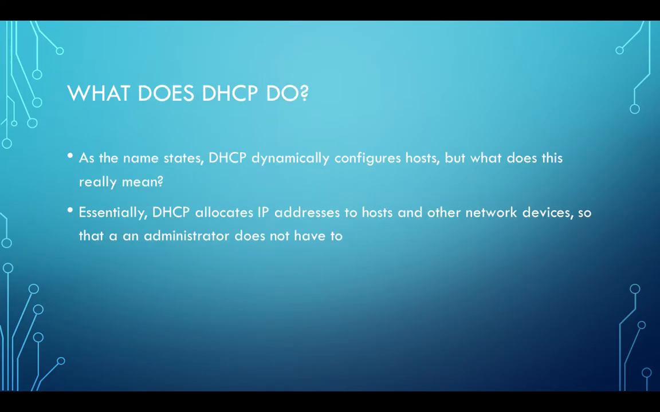So, what does DHCP do? Well, what DHCP does is it dynamically configures hosts, as the name states. But what does this really mean? Essentially, DHCP allocates IP addresses from a predetermined pool in a subnet and assigns them to network devices so that an administrator does not have to do it manually.